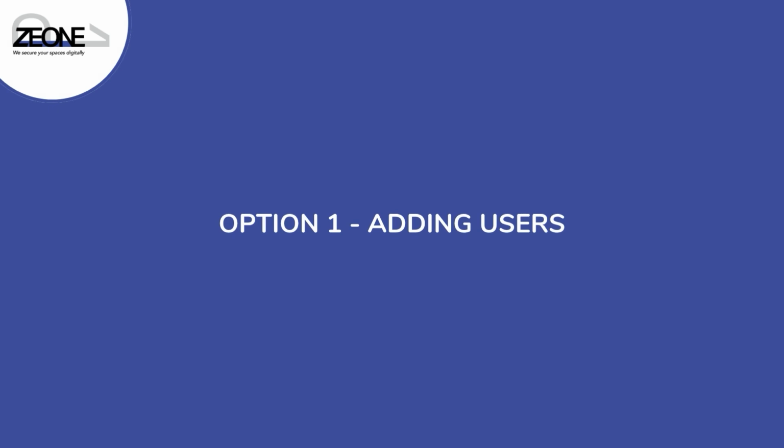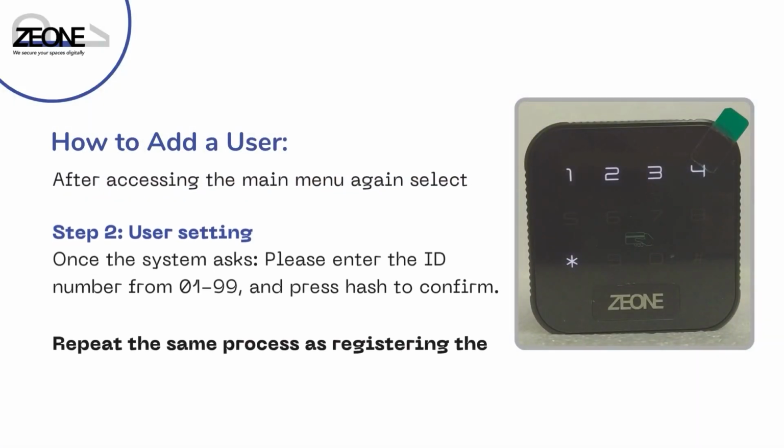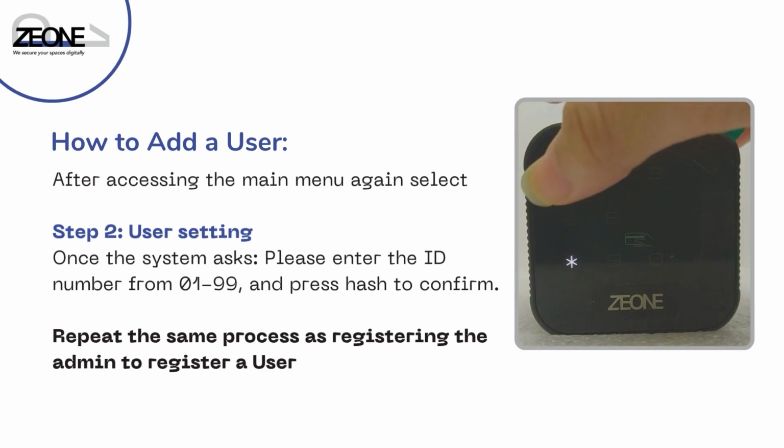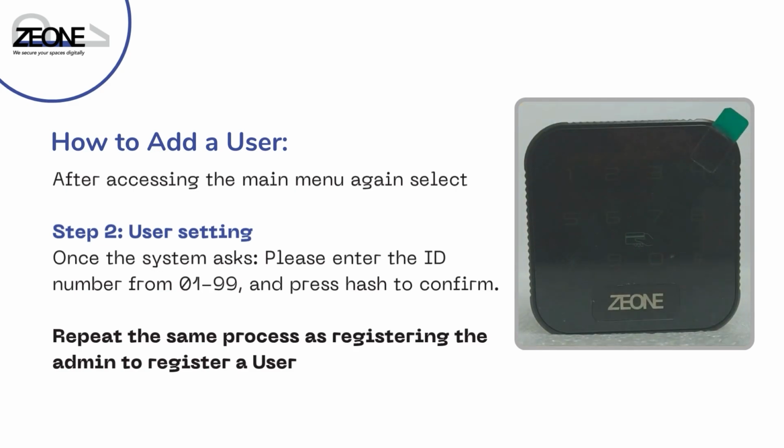Adding users. How to add a user? After accessing the main menu again, select 2. User settings. Once the system asks, please enter the ID number from 01 to 99 and press hash to confirm. Please repeat the same process as registering the admin to register a user.